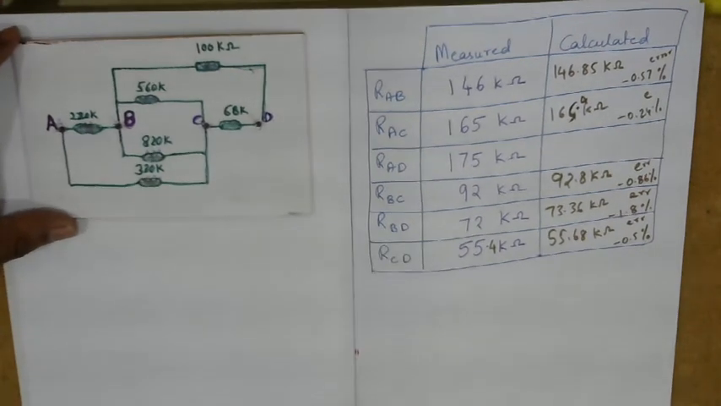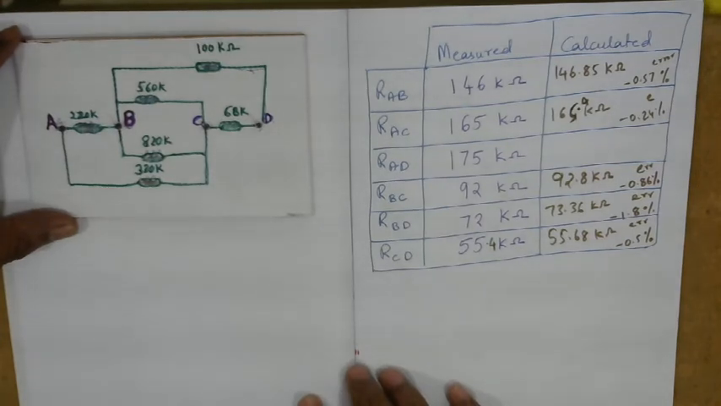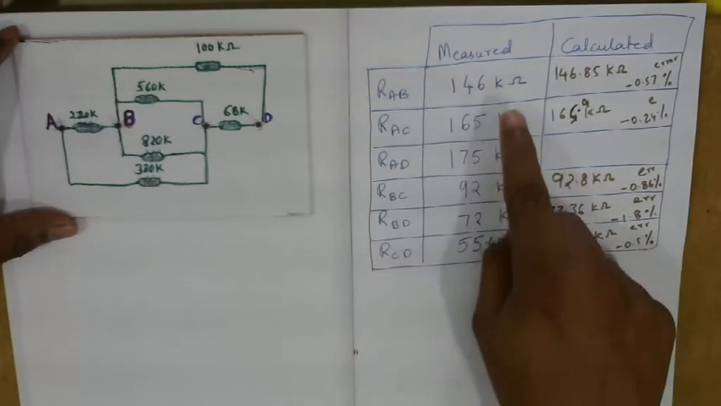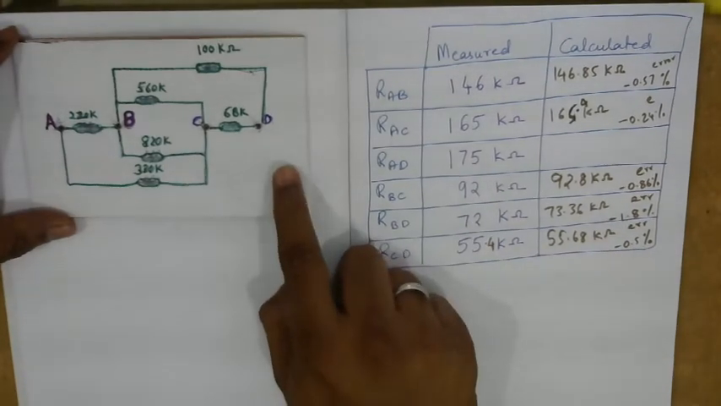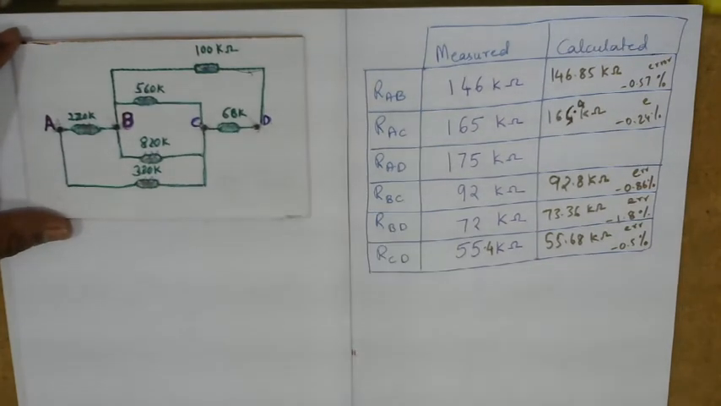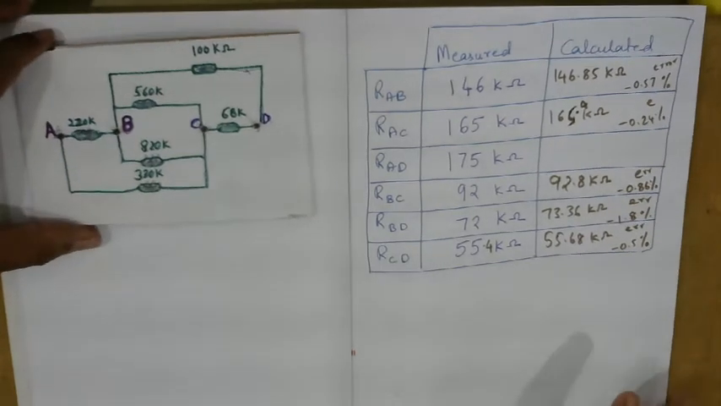Hello everyone. Now let's come to the final calculation of this particular resistance network, that is RAD. We have already measured and calculated the other parameters, so let's do RAD. We kept this RAD till the end because it involves delta to star transformation, so that's why I kept it to the end. So let's see what it is and we'll try to solve it.